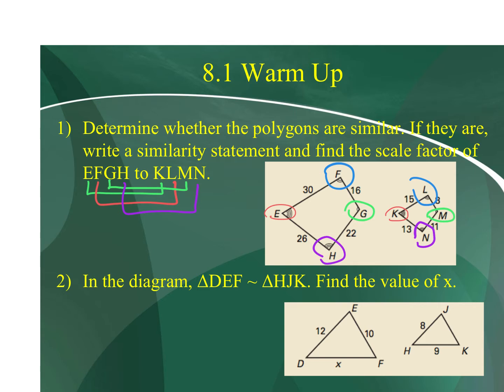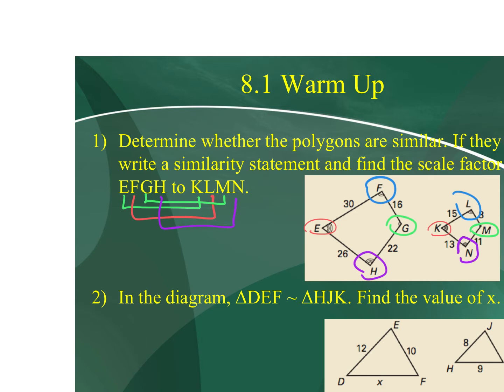Now, in order to get a scale factor, always do the right picture over the left. So when I set up my statement of proportionality, I could say the first two letters, KL over EF. KL is 15, EF is 30, simplifies to 1/2. Then I'll take the next two, LM and FG. LM is 8, FG is 16. Simplifies to 1/2.